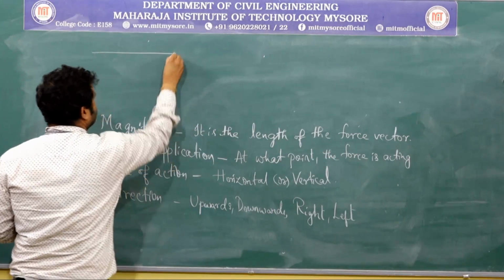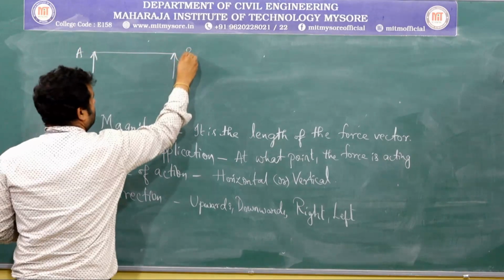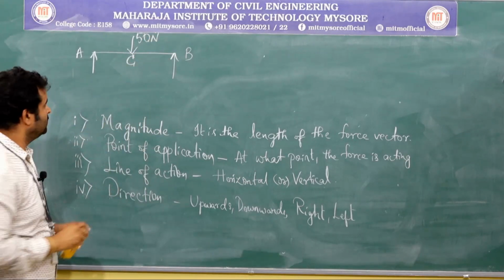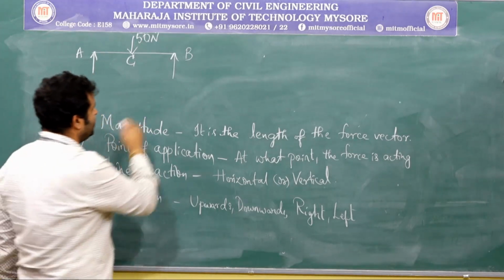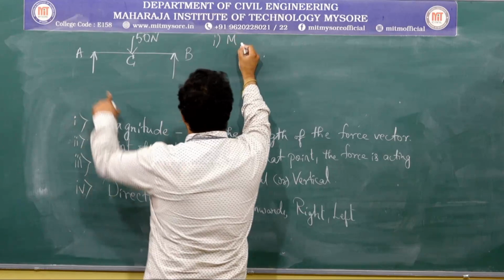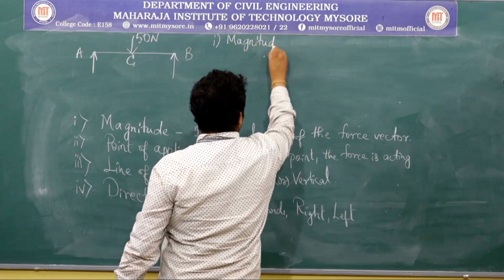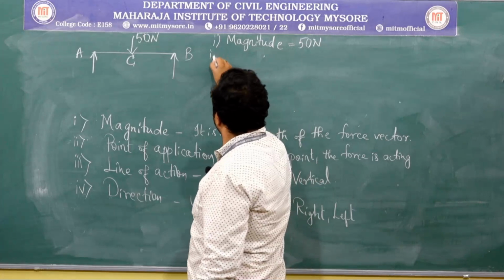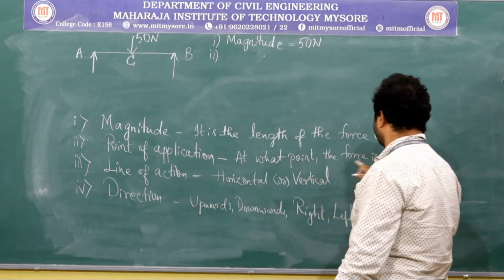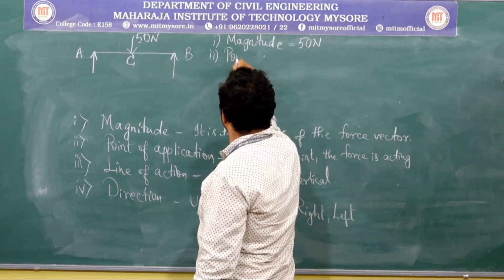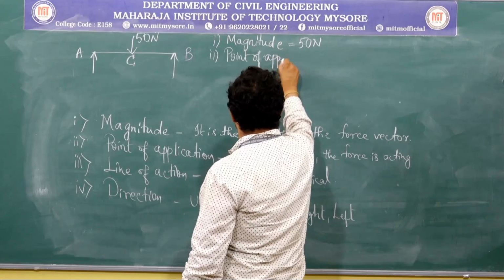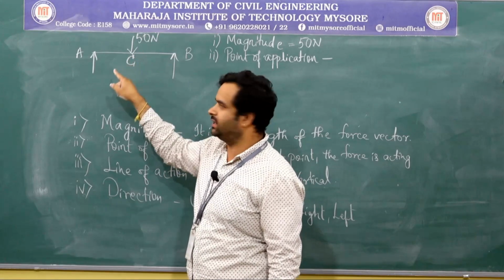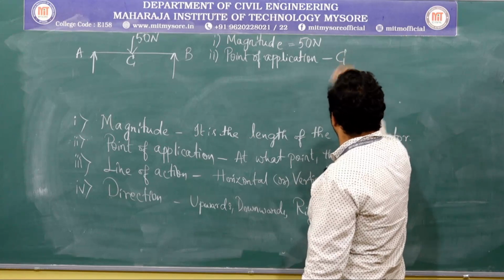Let me consider a beam subjected to a force of 50 Newton at point C. Okay. So, as per the characteristics, if I write the characteristics of the force by referring to the figure, I can write the magnitude equals to 50 Newton, and second point is point of application. At what point the force is acting? It is acting at point C. So, this is point C.